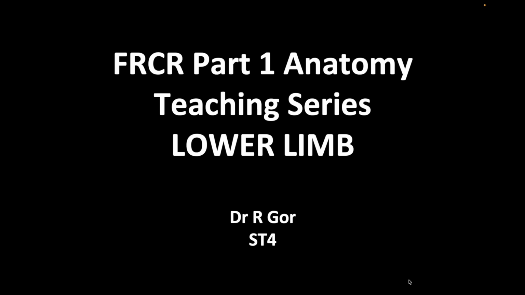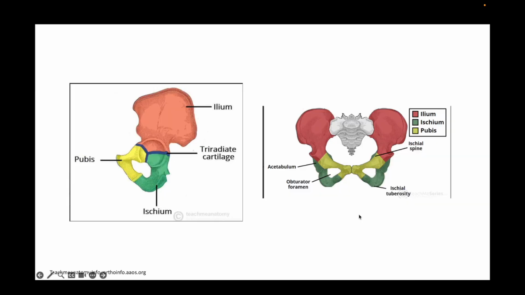Today we're going to be talking about the lower limb anatomy for the FRCR Part 1 exam. We'll start with the hip. The pelvis is made out of three main bones, the ilium, the ischium, and the pubis. These all join together to form the acetabulum. In pediatric patients, you can see something called the triradiate cartilage, which connects all three.